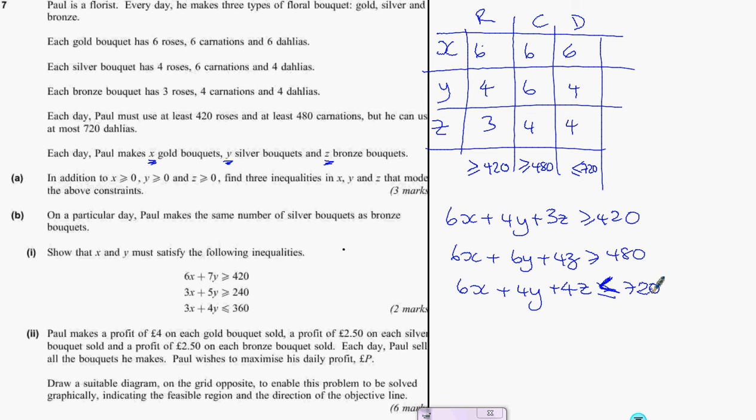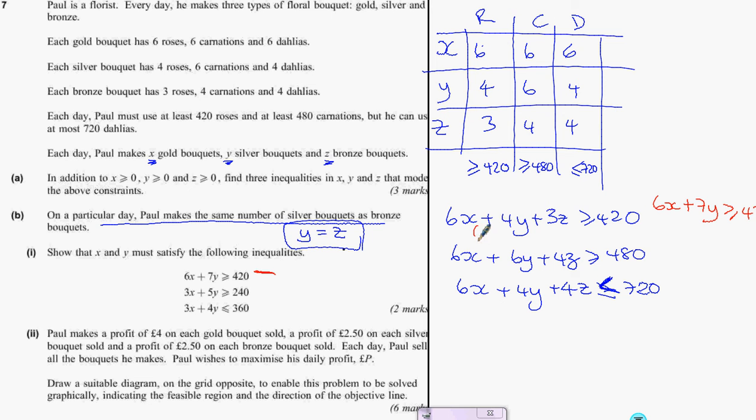So the next part of the question says, on a particular day, Paul has the same number of silver as bronze. This is their way of getting rid of a constraint and having a 3D graph, trying to have a 2D graph, which obviously we can only do with linear programming. We don't go into 3D. So I'm going to adjust this now. If y equals z, then we could rewrite this and you would end up with 6x plus 4y plus 3y, because y and z are the same. So I could say it's plus 7y is greater than or equal to 420, which looks very similar to the one they've given us, which is my show that.